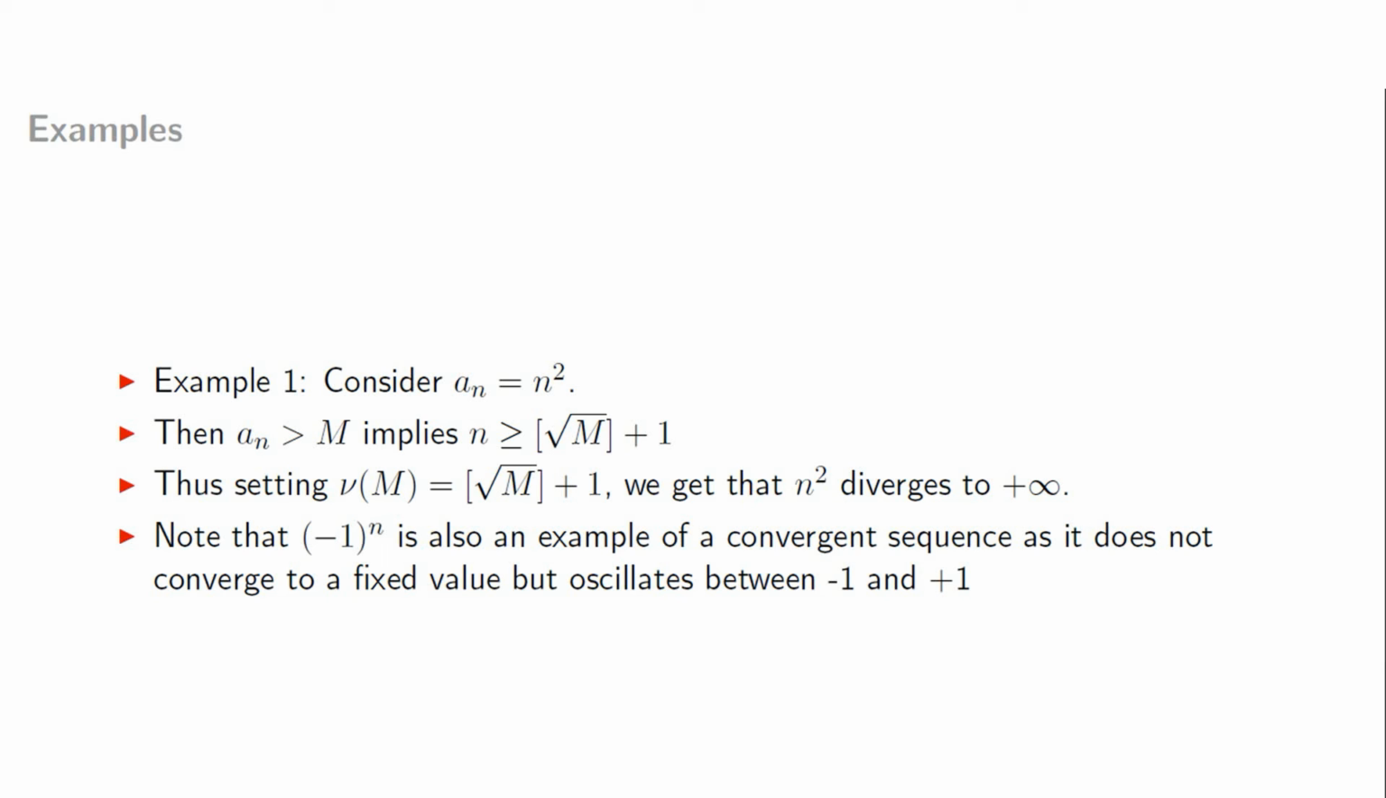Note that (-1)^n is also an example of a divergent sequence, as it does not converge to a fixed value but oscillates between minus 1 and plus 1. However, there is a controversy about defining an oscillatory sequence as divergent, but we are just classifying sequences as either convergent or divergent. So if a sequence has a finite limit, we say that the sequence is convergent, and if the sequence doesn't have any finite limit, we say that the sequence is divergent.